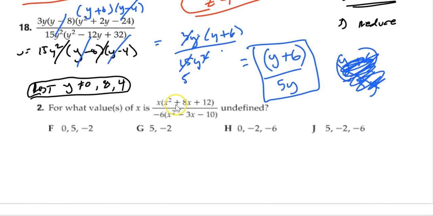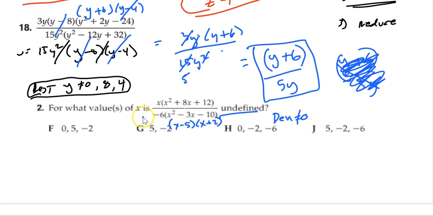Next one. So this is a multiple choice. All they want to know is when is it undefined. So remember that's when the denominator equals 0. Or doesn't equal 0 actually. Let's worry about that. So first, let's factor this. Two things that multiply to get 10, but I have to get negative 3, so different signs. x minus 5, x plus 2.